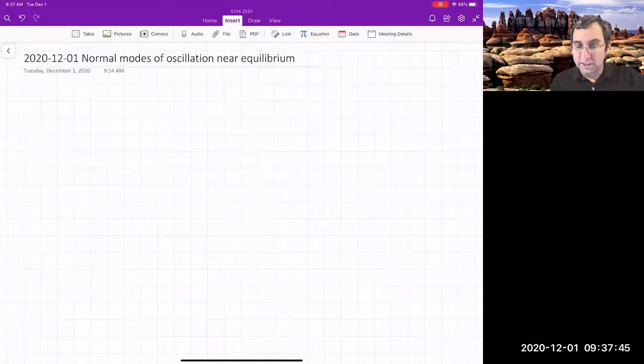So, the normal modes of oscillation near equilibrium. Ooh, not that pen. I was using the wrong Apple pencil.